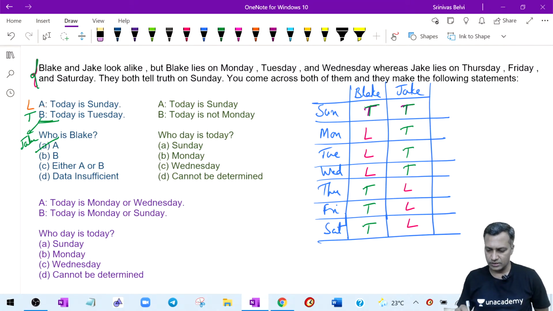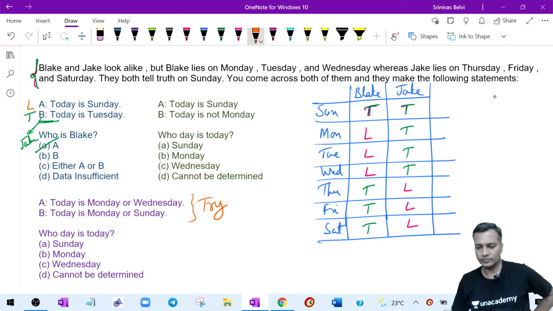Okay, answer this third question, guys. Try this quickly and let me know what your answer is. Now that the chart is right in front of you, why don't you try this?